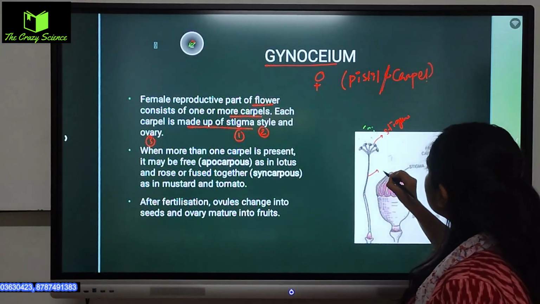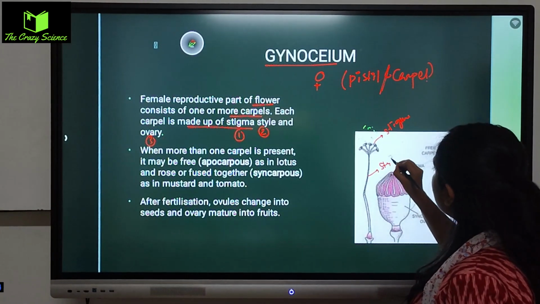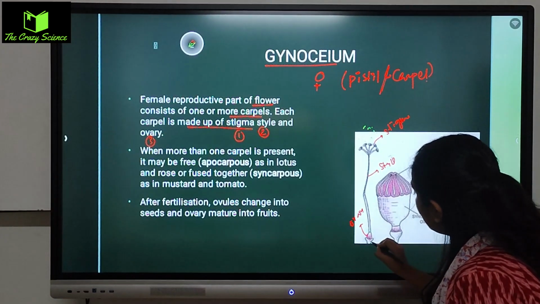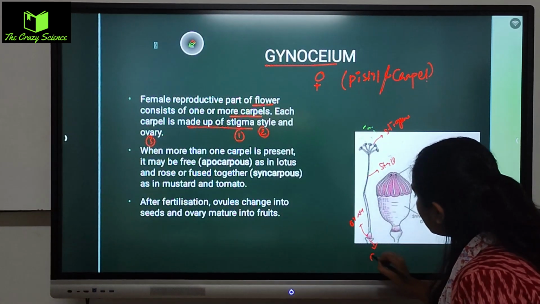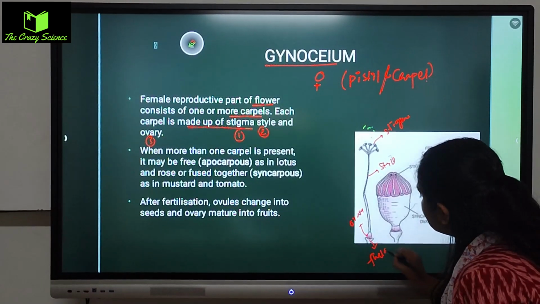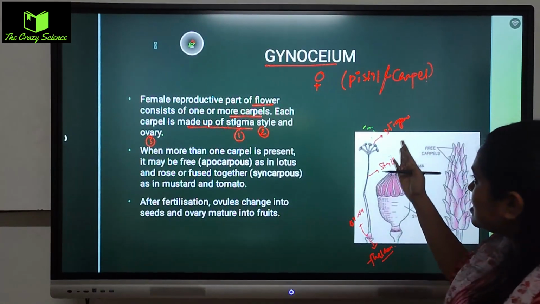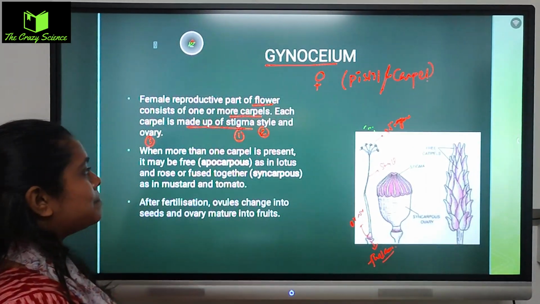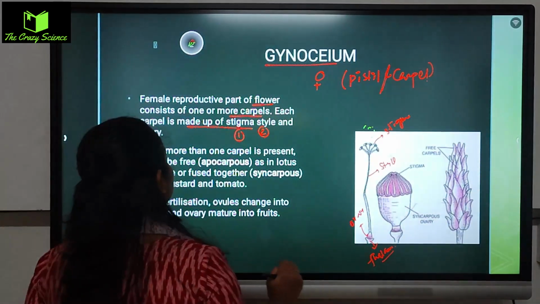And this stalk-like structure is called the style. This part is called the ovary, and the ovary is positioned or sitting on the thalamus or the receptacle. Okay, so this is what the entire gynoecium looks like. The female reproductive part is called the pistil or the carpel.